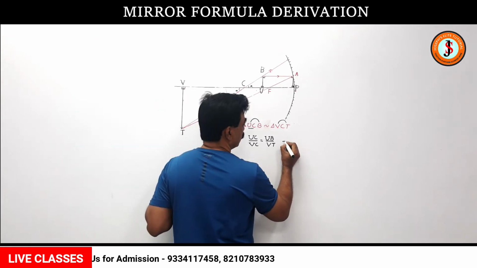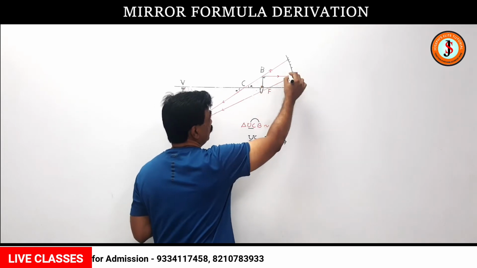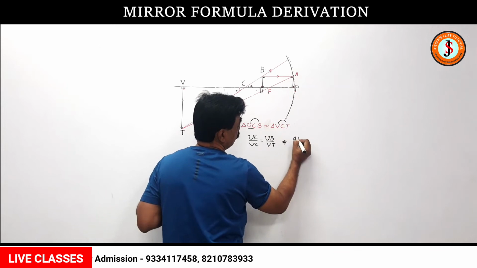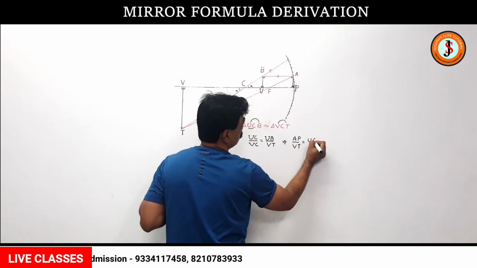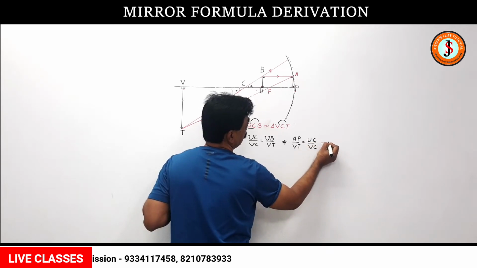Now what does this mean? Let us see. I can take UB as, our assumption is UB is equal to AP. So AP by VT is equal to UC by VC. Let us assume this is equation 1.